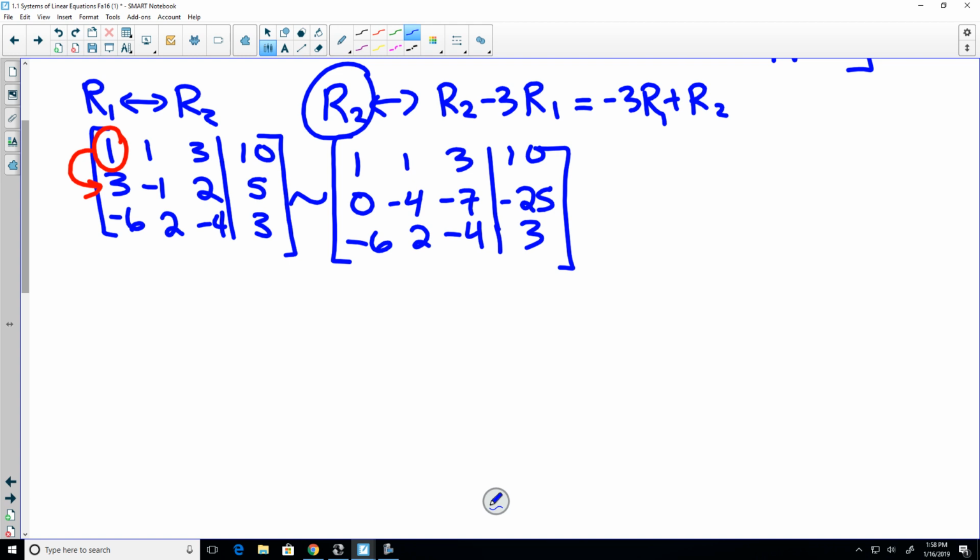I feel like you said it earlier, but your strategy at going at it is you work with the first column first, so you're getting like 1, 0, 0. Yes. Absolutely.